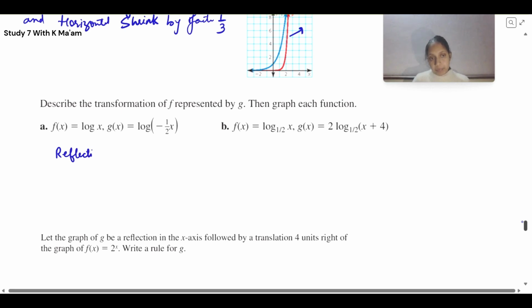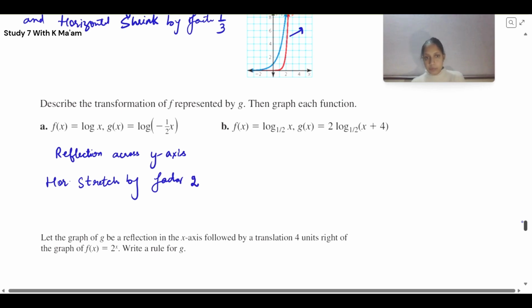Reflection across the y-axis, and half is multiplied inside. Is it a horizontal shrink or stretch? Stretch. If the number is less than 1, it is a stretch. Horizontal stretch by factor 1 over half. In the horizontal case, I told you we have to take the reciprocal. So 1 over half is 2. Horizontal stretch by factor 2.